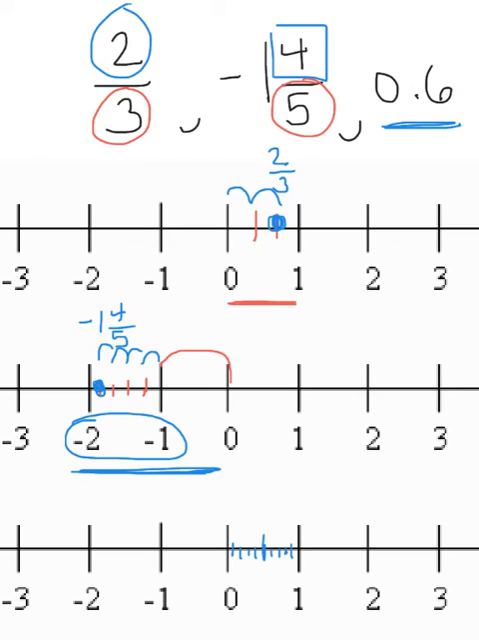So now I'm going to count over. That would be 1/10, 2/10, 3/10, 4/10, 5/10. Right here would represent 6/10. And there you have it. We just plotted rational numbers on a number line.